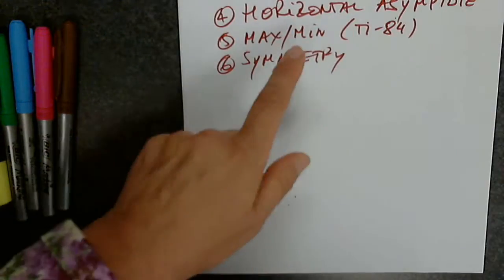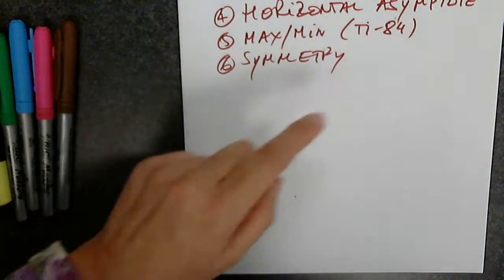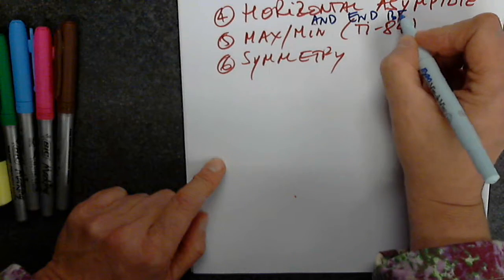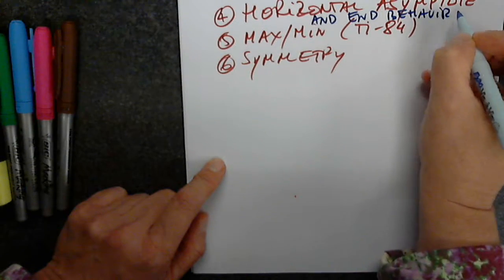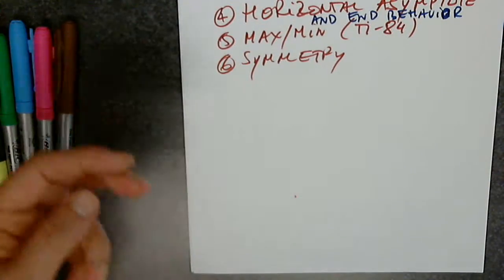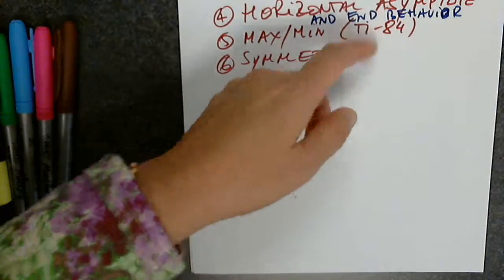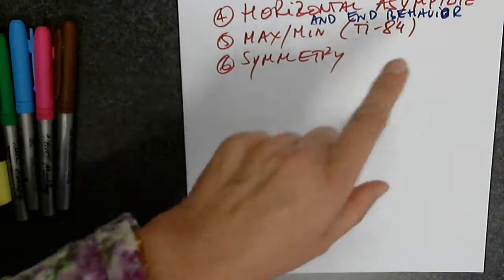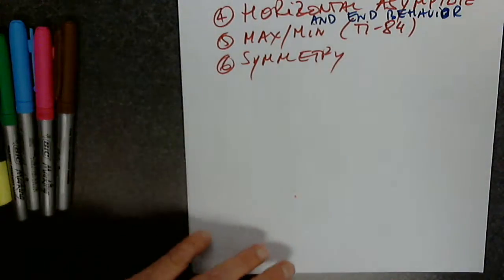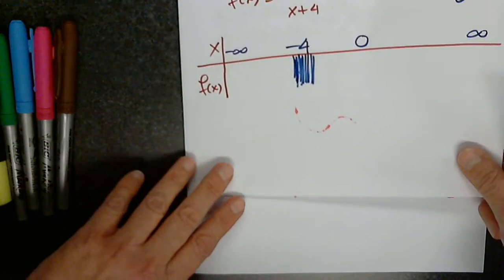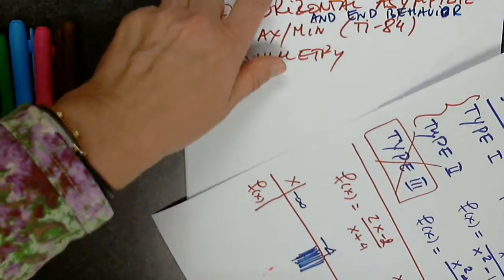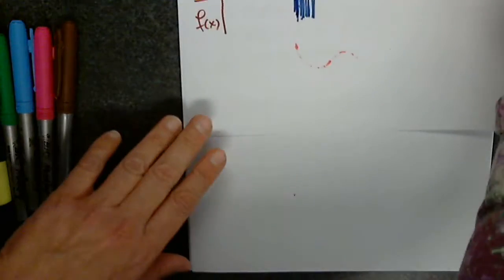Okay, so I want to add something here: horizontal asymptote and end behavior. They go together. Notice that I did not separate vertical asymptote and behavior, and I put horizontal asymptote and end behavior together. Okay, good. So for now, I only have the domain. Now I'm working on x and y intercepts.